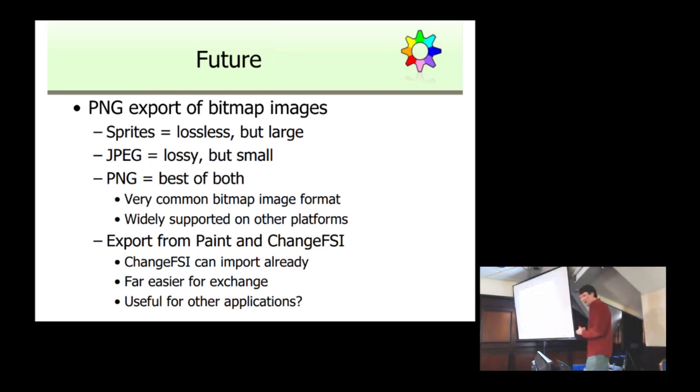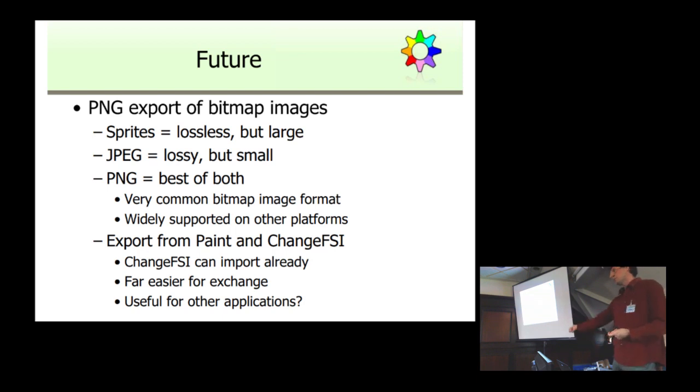Is PNG export of bitmap images. So at the moment, when I was doing my demo using Paint, the ultimate output of that is a RiskQuest sprite, which isn't desperately useful if you want to give that to someone who's got an Apple Mac or a Windows PC, because they can't open sprite files. So the idea here is to allow you to add a menu entry or some kind of, I'm not quite sure how the GUI will work, but some way of exporting or saving as PNG from both Paint and ChangeFSI, which are the two main bitmap manipulation applications that we supply on the hard disk or in the ROM.